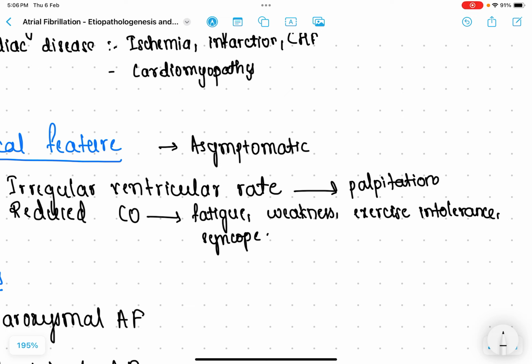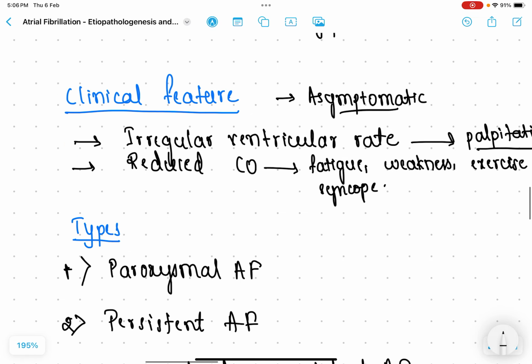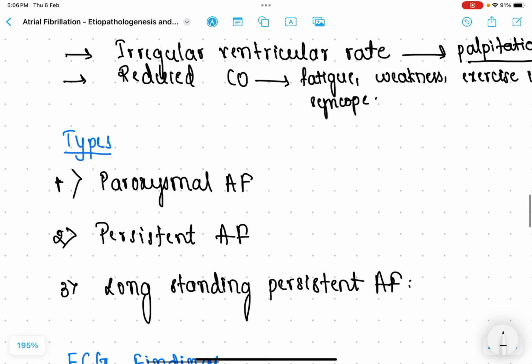Okay, the patient might be asymptomatic, or the patient might say, I am able to feel my heart beating very fast. Or the patient might say, I feel tired most of the time, or I'm unable to exercise. These are the clinical features. So if the patient has some risk factor and is coming to you with these symptoms, please keep atrial fibrillation in your mind.